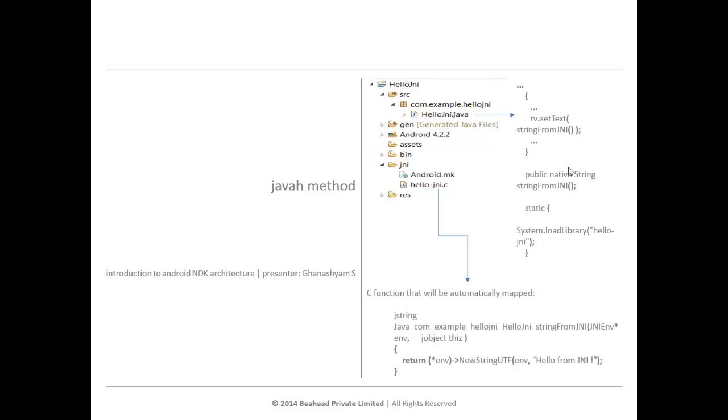Here is a small example. In HelloJni.java we have setText with stringFromJNI. stringFromJNI is a native function which is defined in the C file, that is in hello-jni.c.